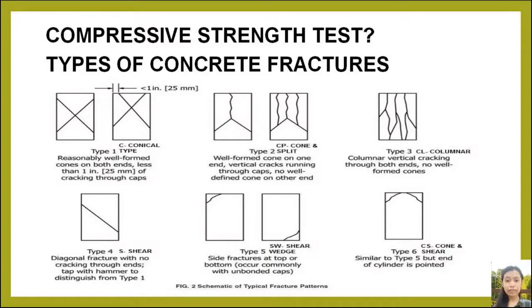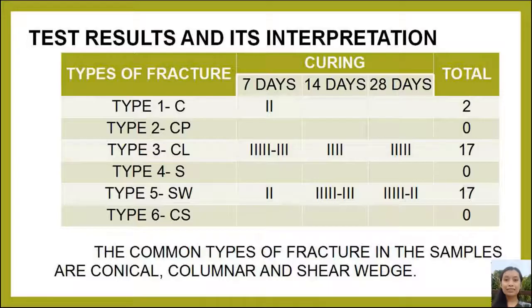Type 3, CL, means columnar, has vertical cracking on both ends. Type 4, S, shear, has a diagonal fracture with no cracking through the ends. Type 5, SW, or shear wedge, has a side fracture on the top or bottom end. And last, type 6, CS, cone and shear, has a similarity to type 5, but the only difference is the fracture is pointed.